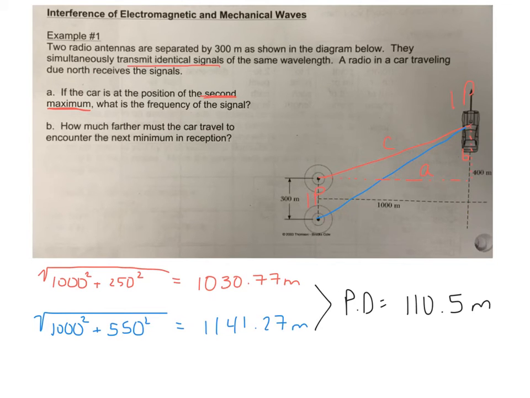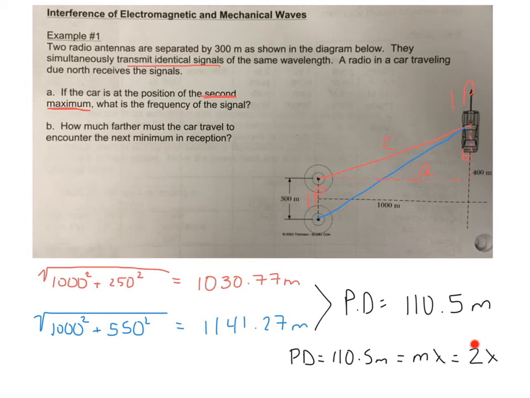But they had mentioned that this was the second maximum. So my path difference has to be a multiple of the wavelength. So my path difference has to be equal to twice the wavelength. Again, I know that it has to be a whole number multiple of the wavelength because I end up with it being in phase to begin with and in phase to end with. So my starting condition is in phase, my ending condition is in phase, and so I know it has to be a multiple of the wavelength.